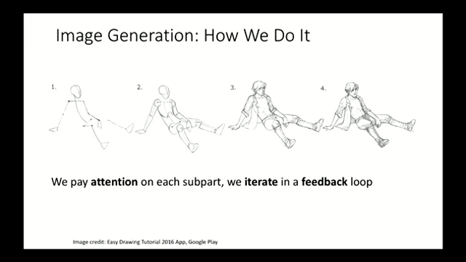We focus on each subpart. We give attention to one part. We use feedback, where we take a look and think about what other things can be added. So we do all this while the machine does one-shot projection. So really the question of this presentation is, can we make machines do something like this?